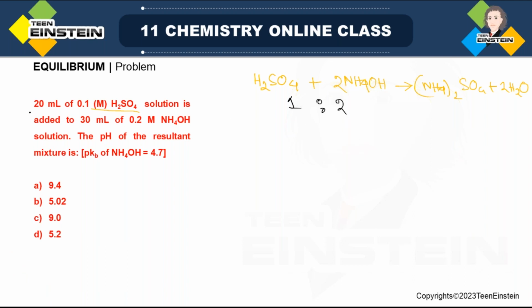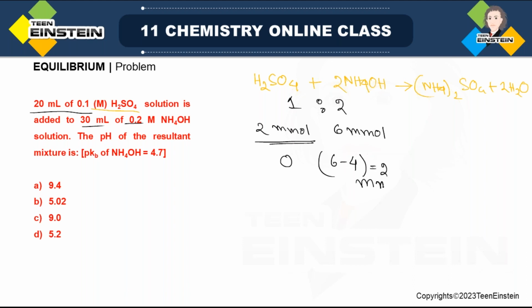Now we have 20 ml 0.1. If you multiply it, it will be 2 millimole, and for NH4OH it is 30 into 0.2, which means it should be 6 millimole. Now for each mole of H2SO4, 2 moles of NH4OH are required. So the 2 millimoles of H2SO4 will be fully consumed after reaction. It will remain 0. So for 2 millimoles, the required amount of NH4OH is 4. So the excess amount will be 6 minus 4, which is 2 millimole.